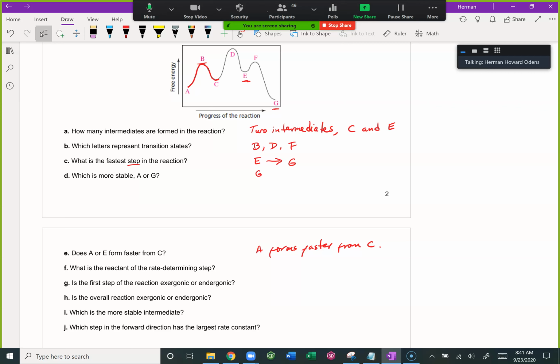What is the reactant of the rate determining step? What is the rate determining step first? C to E. C to E, very good. Is the tallest peak or the tallest bump. Now, what is the reactant of the rate determining step, if that's the rate determining step? C. C is the reactant. Yes.